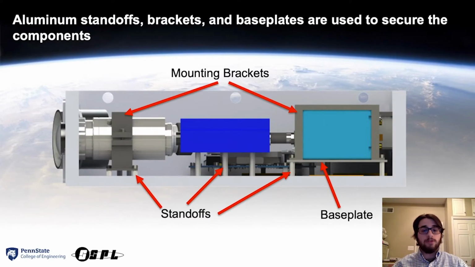Aluminum standoffs are used to secure the components in place. Larger components, like the laser driver, spectrometer, optical system, and beam expander, are held into place by brackets and standoffs. The laser driver and spectrometer also have base plates, since they do not have built-in standoff screw holes.